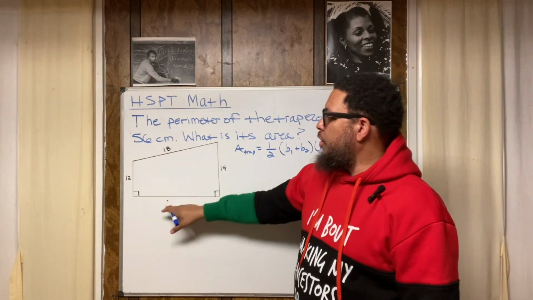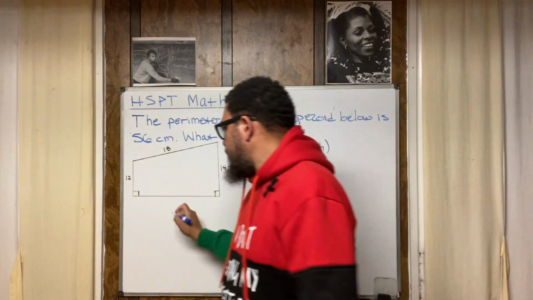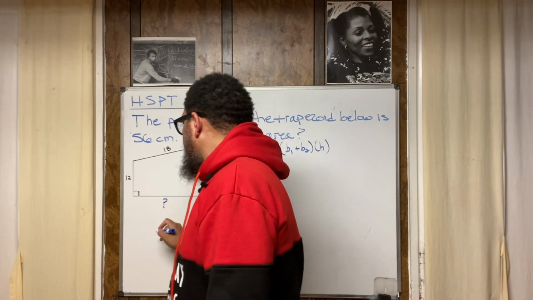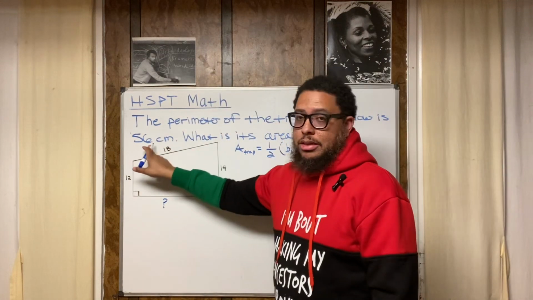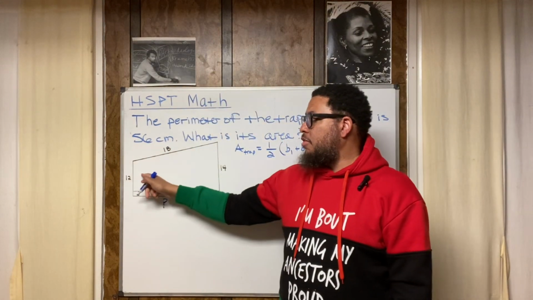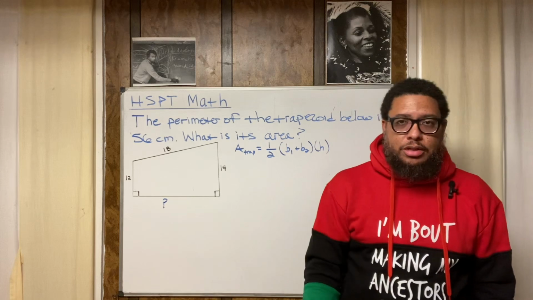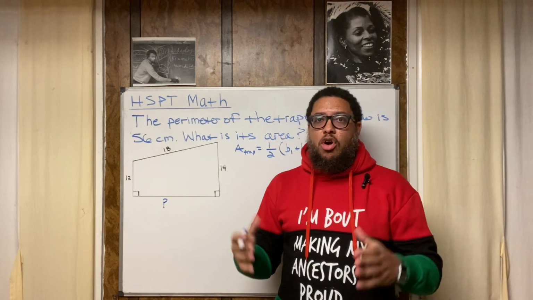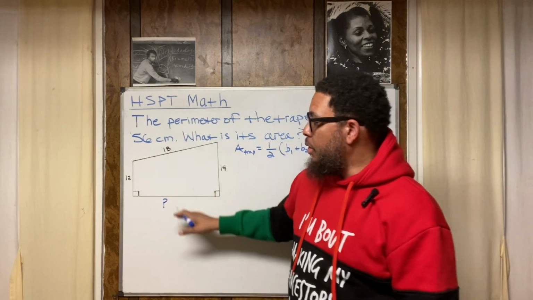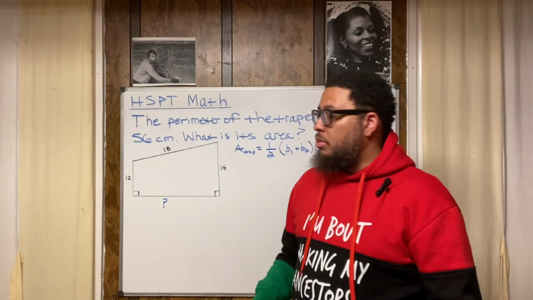How do we figure out the measure of this side? We know the perimeter is 56, and the perimeter is the sum of all four sides added together. If we're missing one of the sides, what do you think we've got to do?